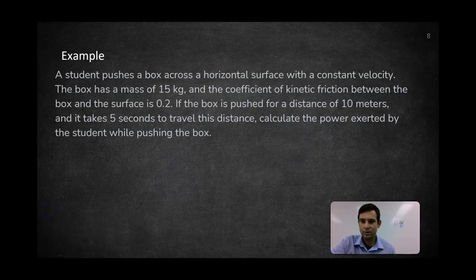Here's an example. A student pushes a box across a horizontal surface with a constant velocity. The box has a mass of 15 kilograms and the coefficient of kinetic friction between the box and the surface is 0.2. If the box is pushed for a distance of 10 meters and it takes 5 seconds to travel this distance, calculate the power exerted by the student while pushing the box.